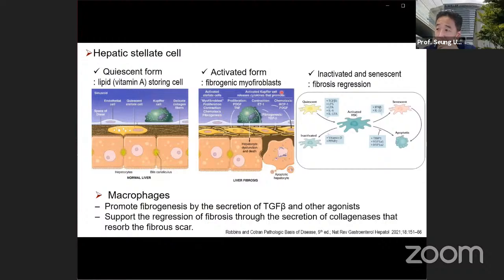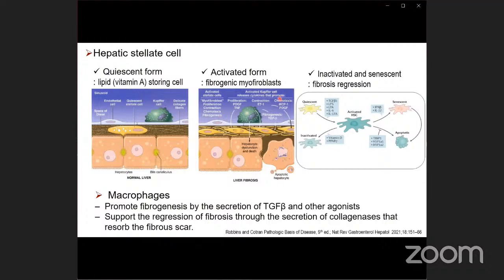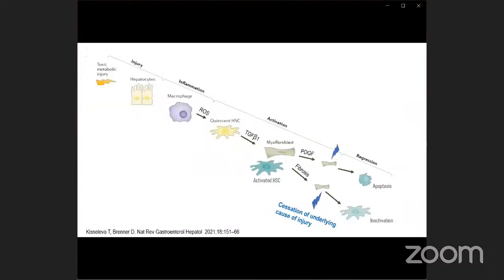And the activated Kupffer cells release cytokines. They promote proliferation, contraction, chemotaxis, and fibrogenesis. And the inactivated and senescent cells are related to fibrosis regression. And the macrophages are also important in fibrosis. These cells promote fibrogenesis by secretion of TGF-beta and other agonists. In addition, these cells also support the regression of fibrosis through secretion of collagenases that resolve the fibrous scar.